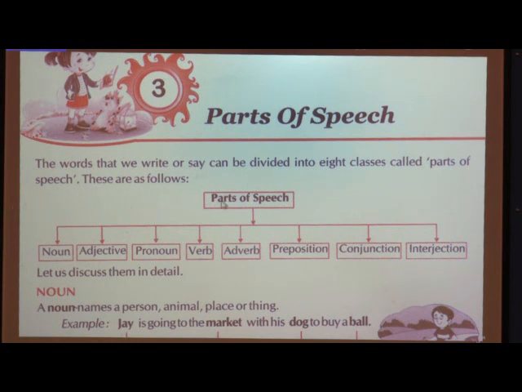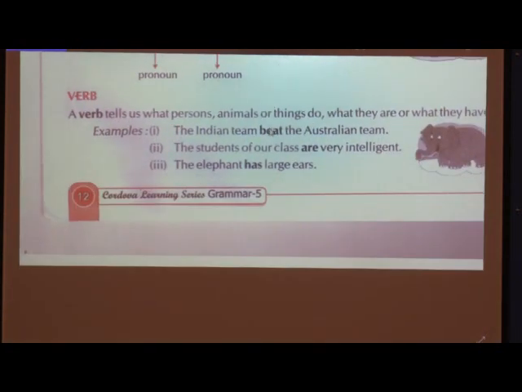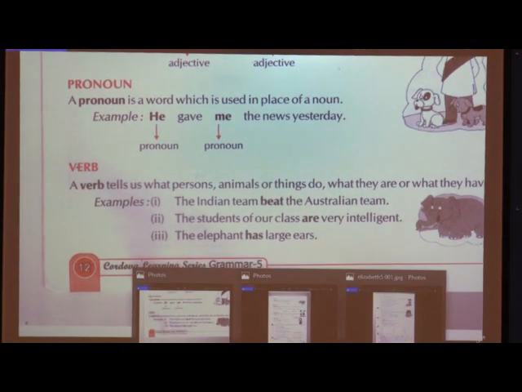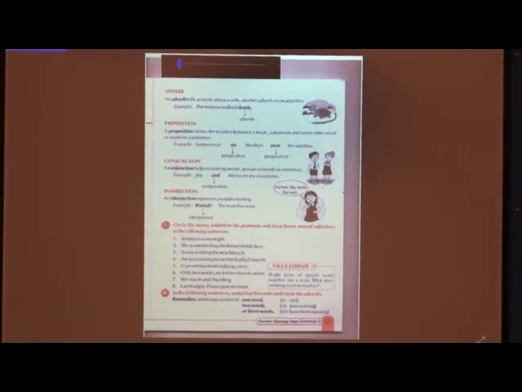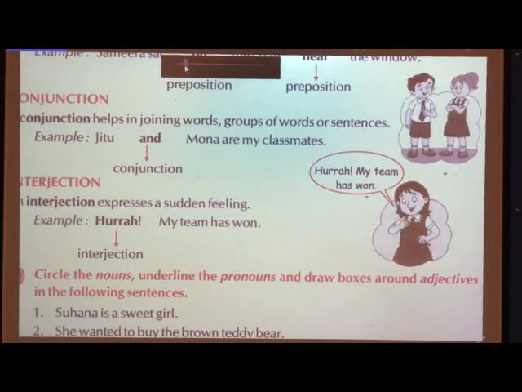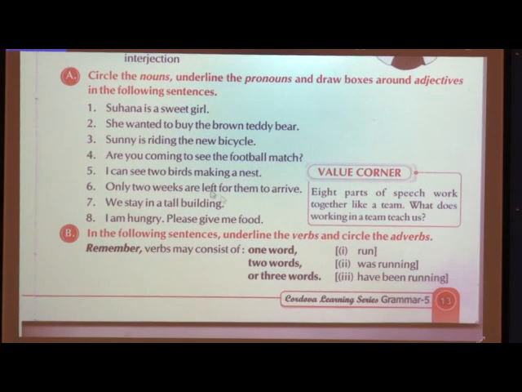So, this was about the 8 parts of speech, and we have gone through all of this in detail. Also, we have completed exercise A, and I hope you have completed it too. That exercise was: circle the nouns, underline the pronouns, and draw boxes around adjectives in the following sentences.